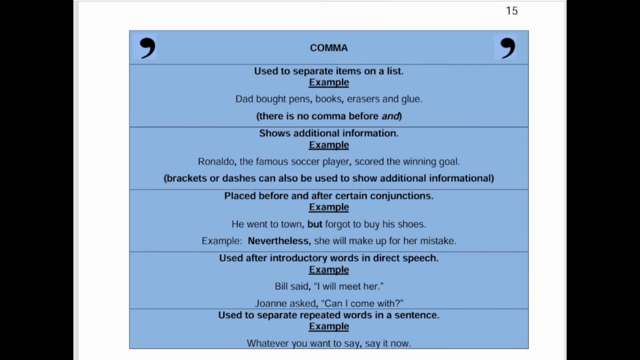Nevertheless, she'll make up for her mistake. So that is the other use of a comma, placed before and after a certain conjunction. You can see that in the first statement, the comma has been used before a conjunction, and in the second statement, the comma has been used after a conjunction.